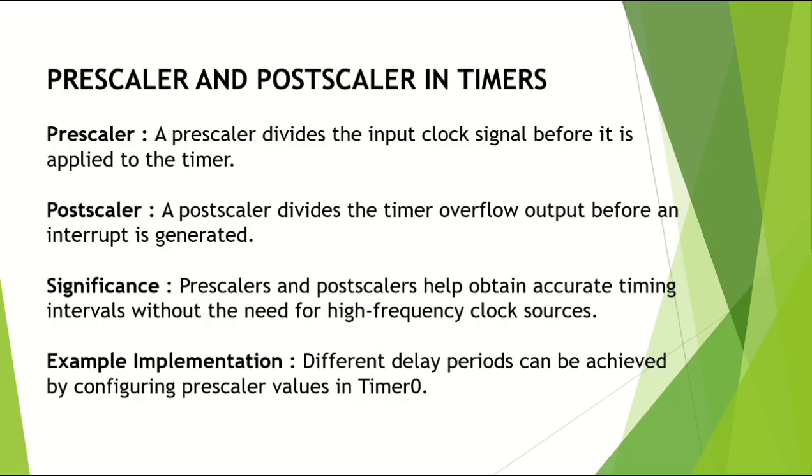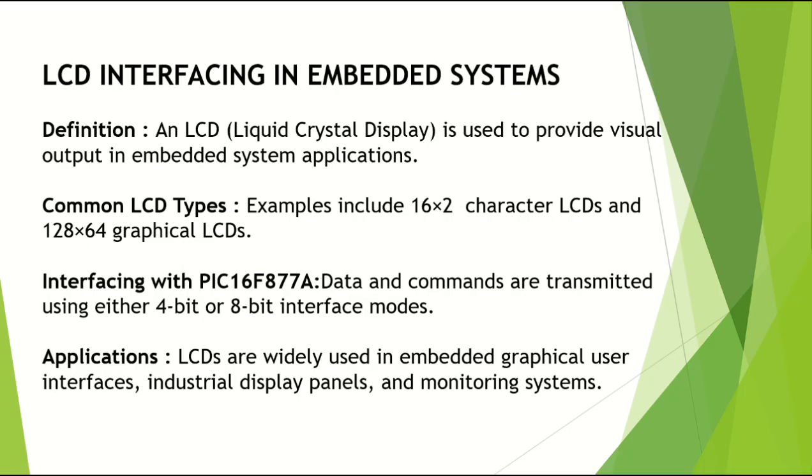LCD interfacing in embedded systems. An LCD is used to provide visual output in embedded systems. Common LCDs are 16 by 2 character LCDs and 128 by 64 graphical LCDs. Interfacing with PIC16F877A, data and commands are transmitted using either 4-bit or 8-bit interface modes. LCDs are widely used in embedded graphical user interfaces, industrial display panels, and monitoring systems.